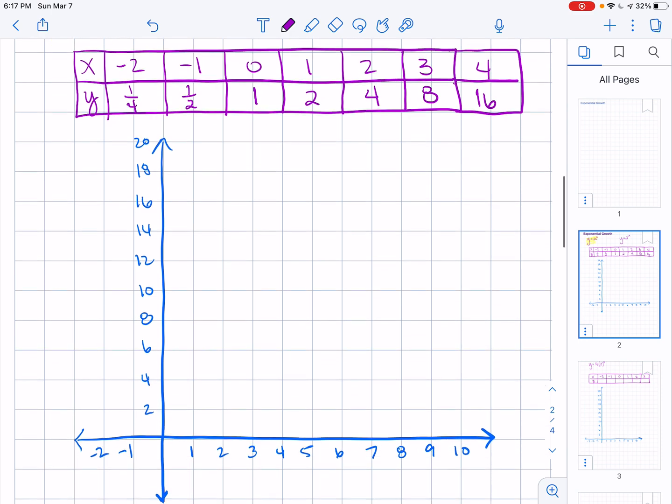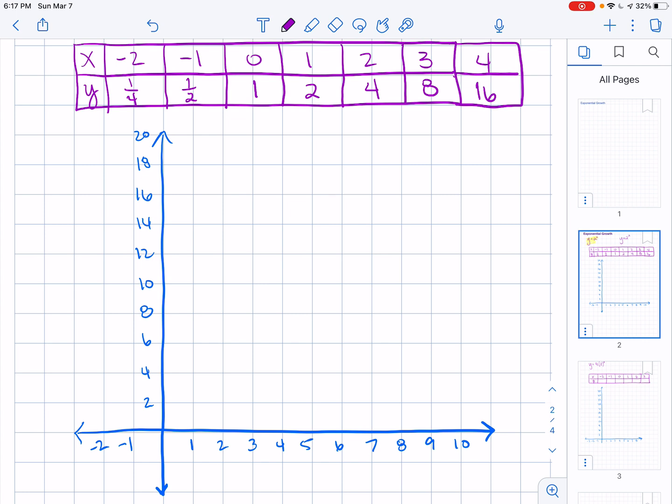So I'm going to go down here, and let's see. At -2, it was 1/4. Now my scale on my x-axis is by 1s. My scale on my y-axis is by 2s to give me enough room to graph this. So 1/4 is going to be like way down here. At -1, it was 1/2. It's going to be about there. At 0, it was 1.